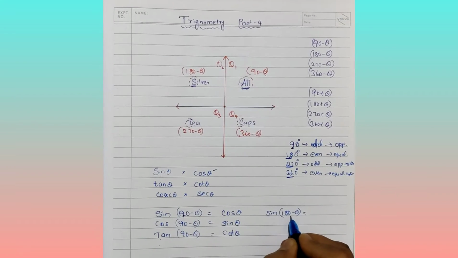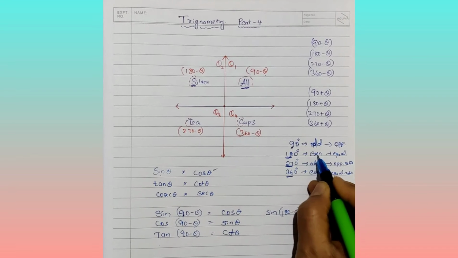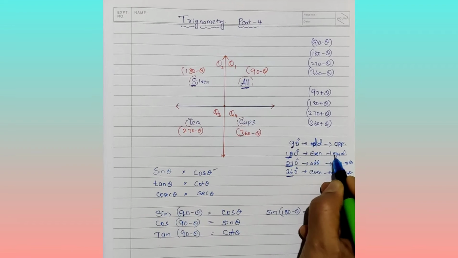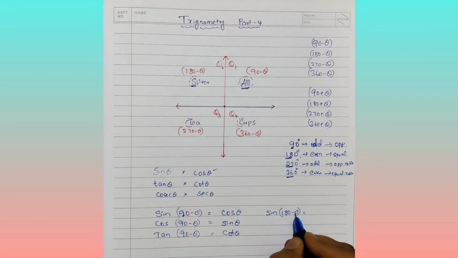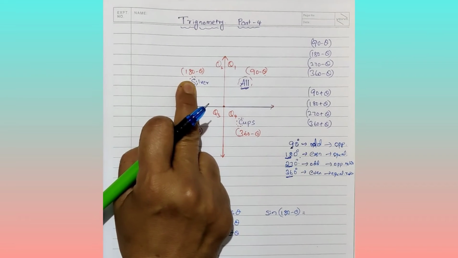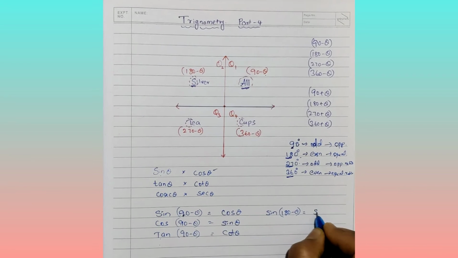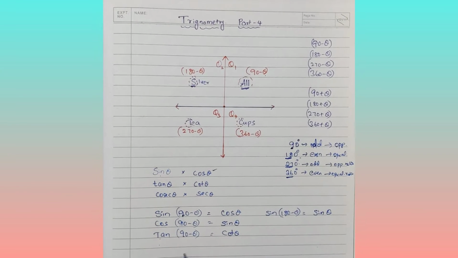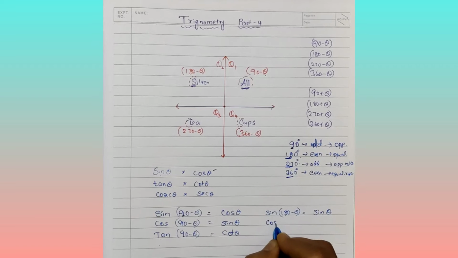Okay. Sin 180 minus theta is equal to what? 18 is even. Even means equal ratio. It gives us an equal ratio. Sin 180 minus theta, equal ratio, and sin is positive in quadrant 2. So the equal ratio is again what? Sin theta.